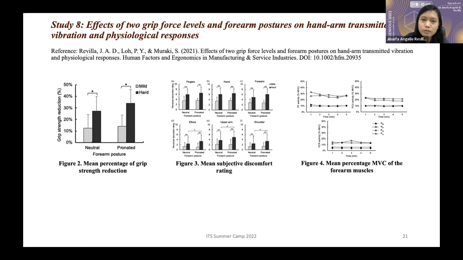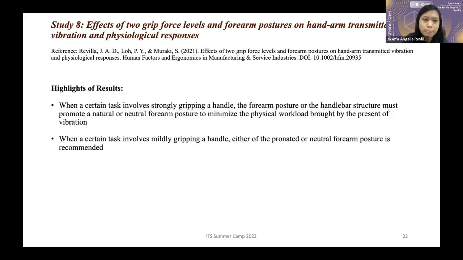However, forearm posture did not influence the amount or level of muscle activity. Okay, so to highlight the result, when a certain task involves strongly gripping a handle, the forearm posture on the handlebar structure must promote a natural or neutral forearm posture to minimize the physical workload brought by the presence of vibration.